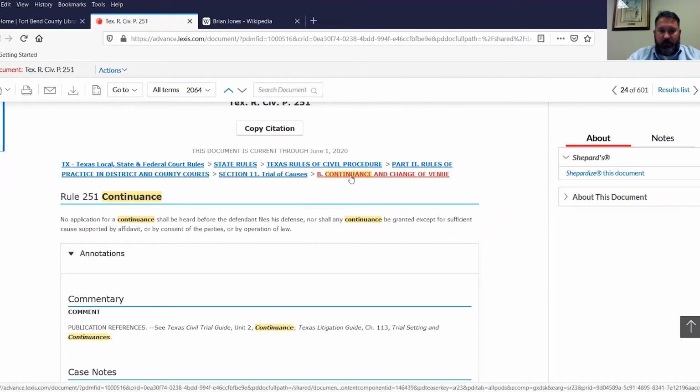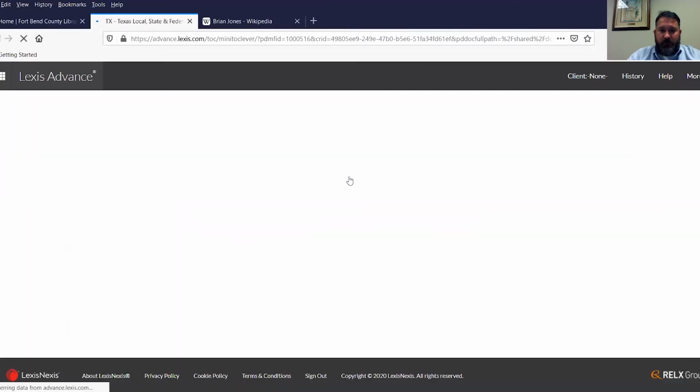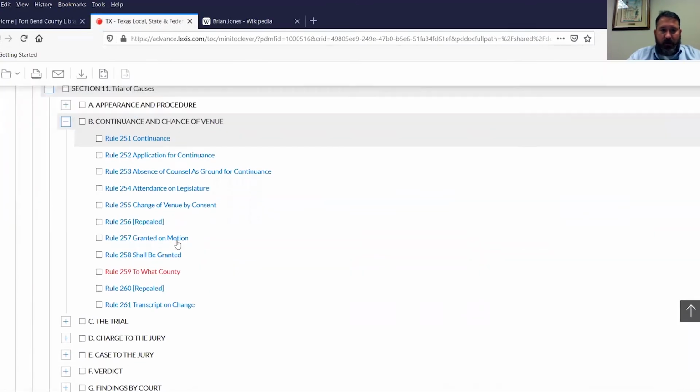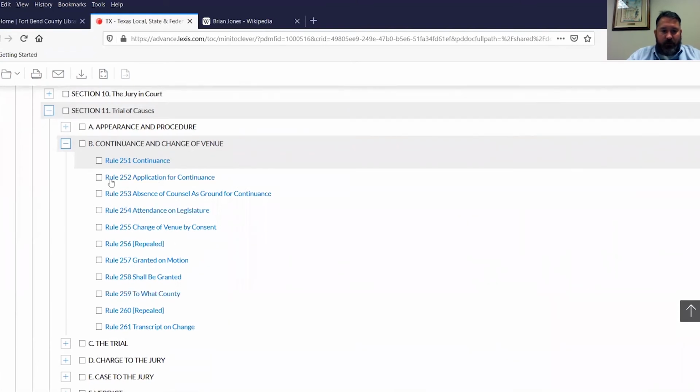I'm going to go back to the subchapter in the rules that covers continuance and change of venue, because there's a few more rules about it. These are the rules covering continuance. This is the main one: application for continuance and continuance. But then there are some things that govern the courts.